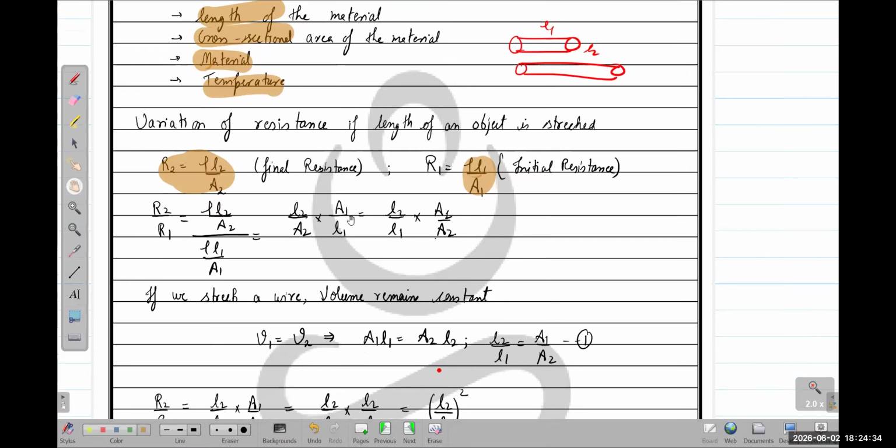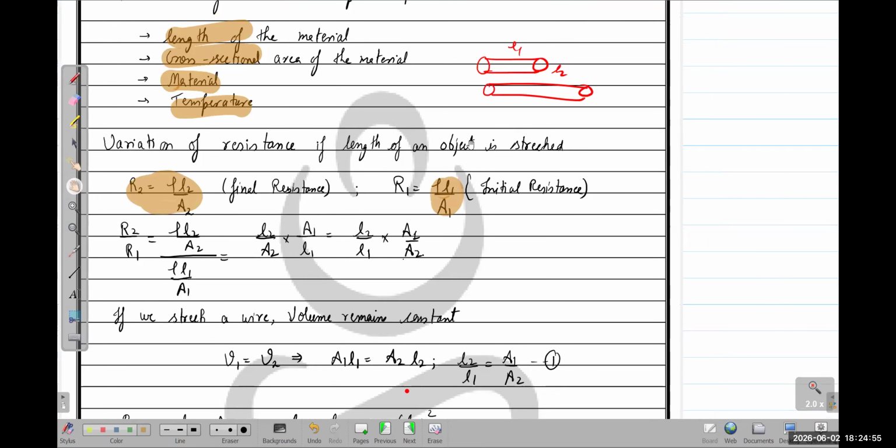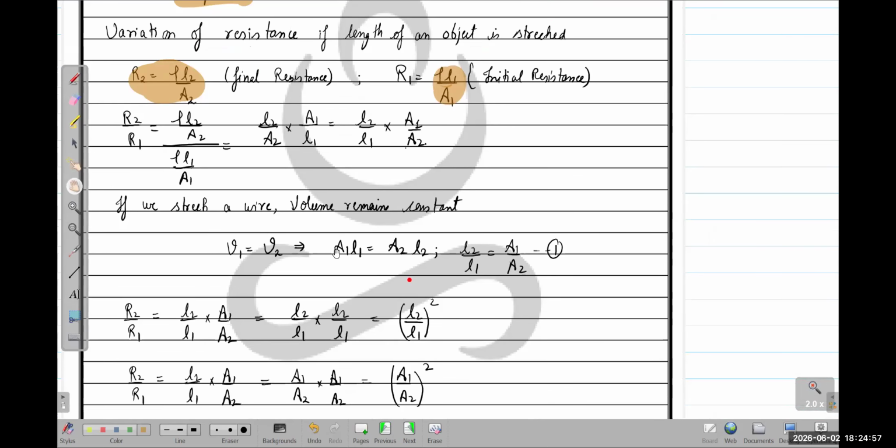Now if I want to find the relation, I divide R2 by R1. From there, rho is cancelled. L2 by A2 over L1 by A1, reciprocal, gives L2 by A2 into A1 by L1. Then L2 by L1 and A1 by A2 come together. Because I'm stretching the same wire, the volume remains constant: A1 into L1 equals A2 into L2. From there, we get the relation L2 by L1 is equal to A1 by A2.